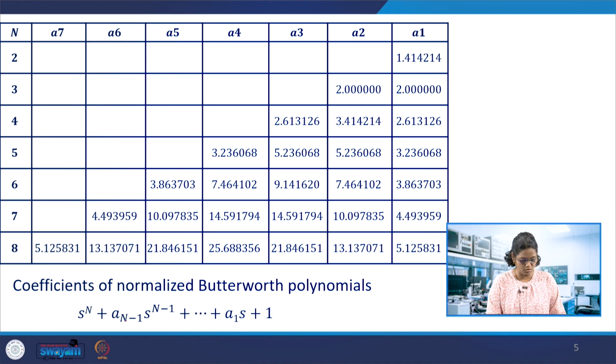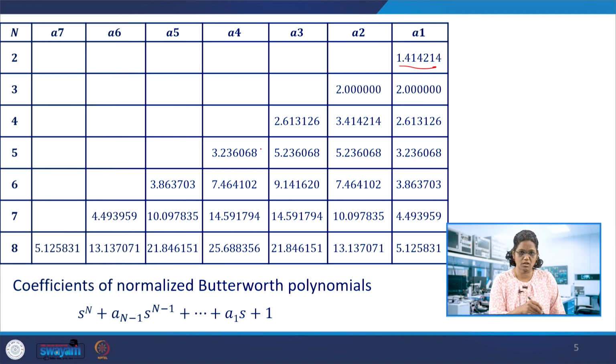If it is n equal to 2, this will be a1 only here. It is s square plus a1 s plus 1. So that would be the equation of the normalized Butterworth polynomial, which gives the pole location. This table gives the different orders and the coefficients. So once we know the order of the filter which we are going to design according to the specification, it is easy to pick up the polynomial which is fixed for the order, and omega c can be incorporated in that to get the actual pole locations.